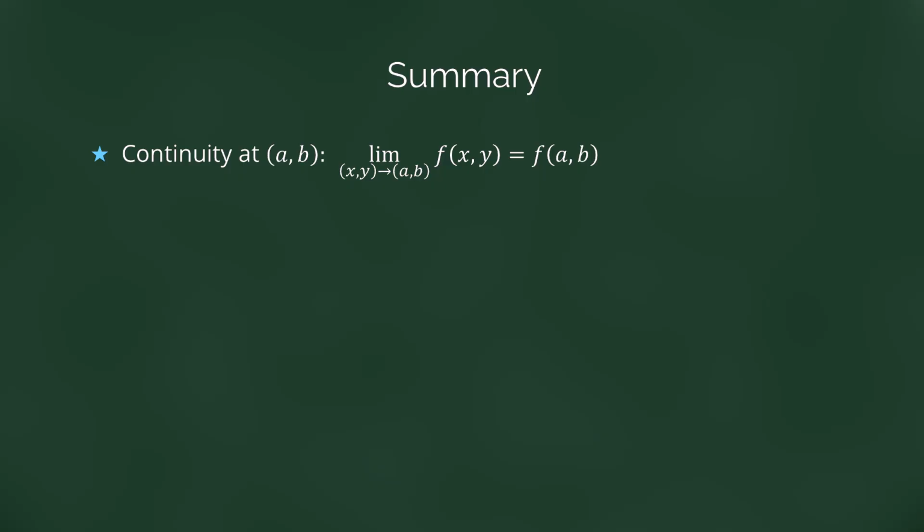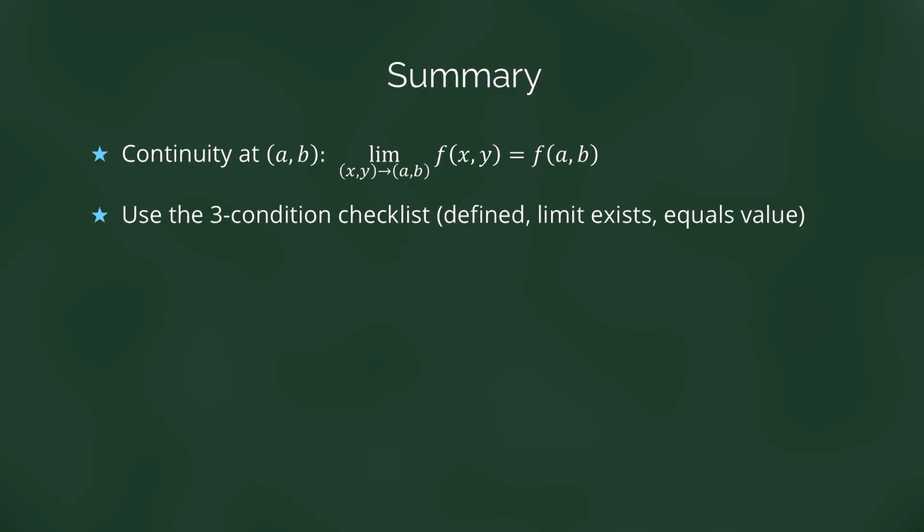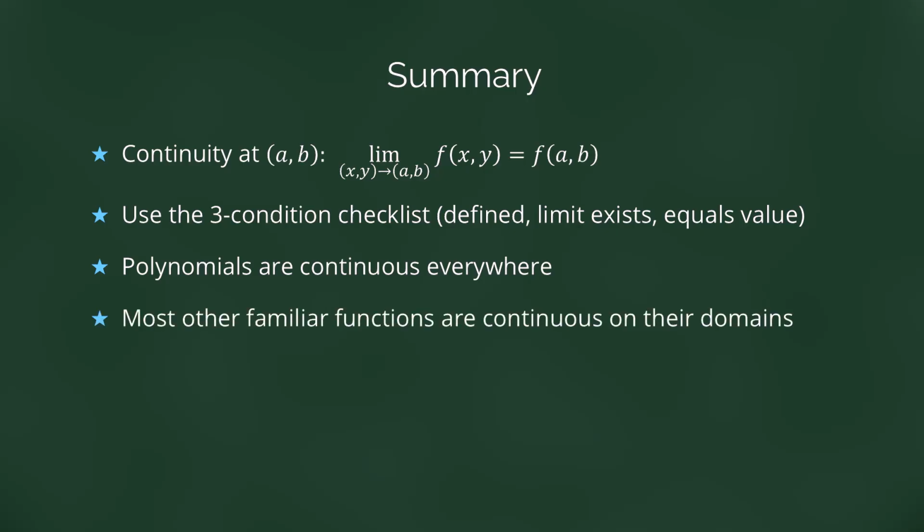Summing up what we've learned, continuity at a point (a,b) depends on the limit as (x,y) approaches (a,b) of our function equaling the value of the function at that point. This means that we can use 3 conditions to check for continuity. We can check that the function is defined, that the limit exists, and that the function and the limit are equal to one another. We know that polynomials are continuous everywhere, and that most of the other familiar functions we look at are going to be continuous on their domains.